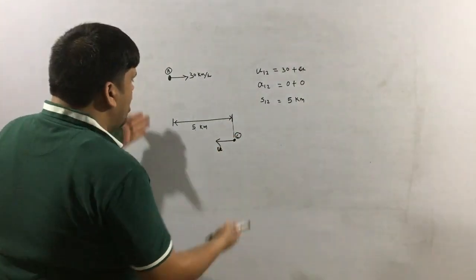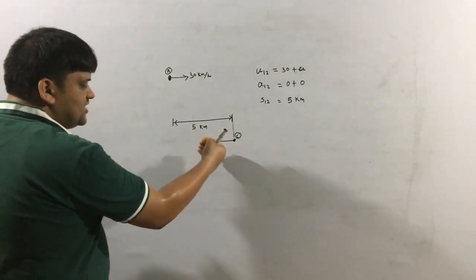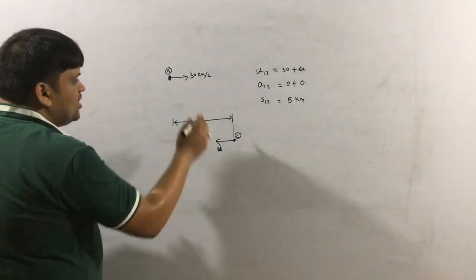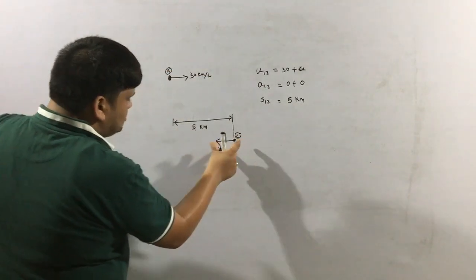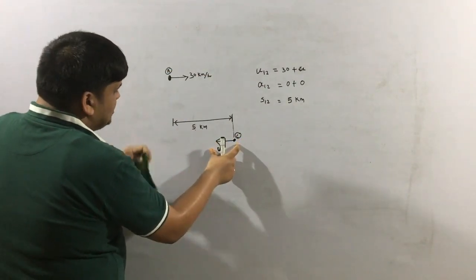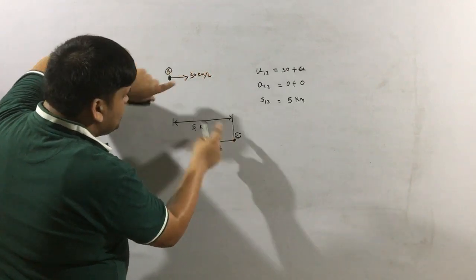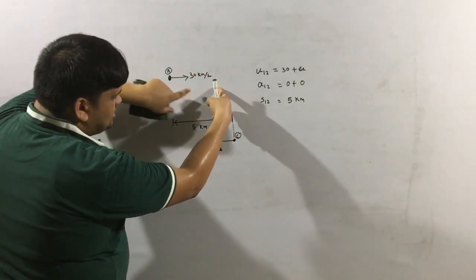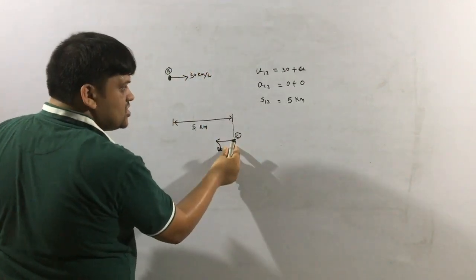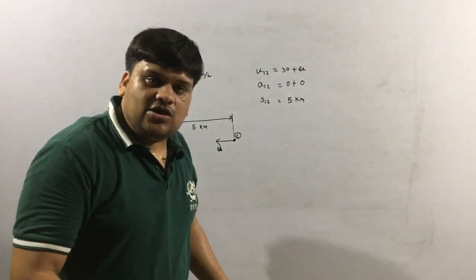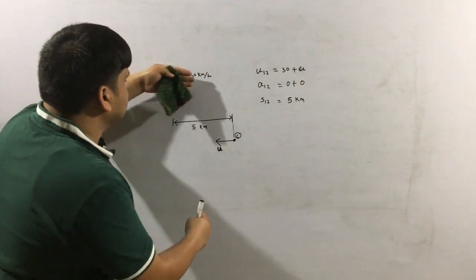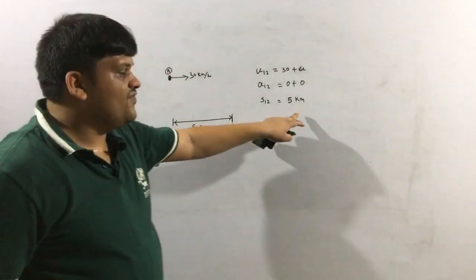Although we don't know how much distance this travels and how much distance that travels, obviously they are going to meet somewhere. So if A moves this much distance, then C will move the remaining distance. We don't know individually how much they have travelled, but it is sure that by adding this distance plus this distance we will get 5 kilometers.